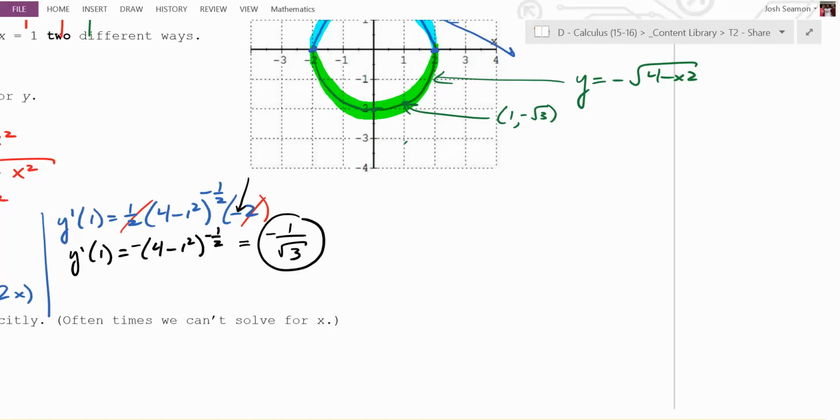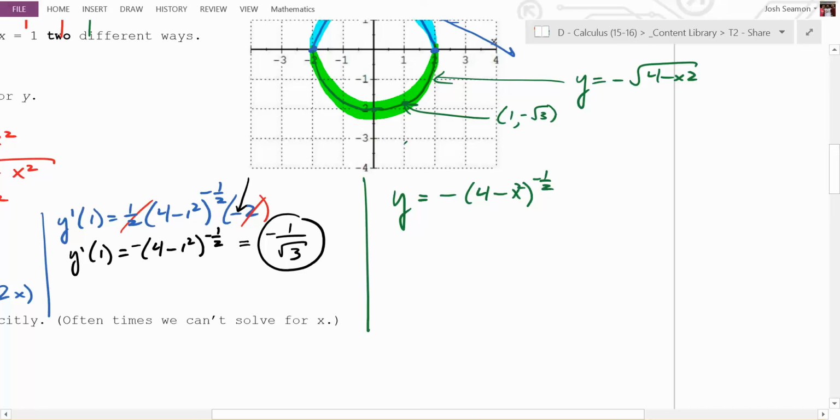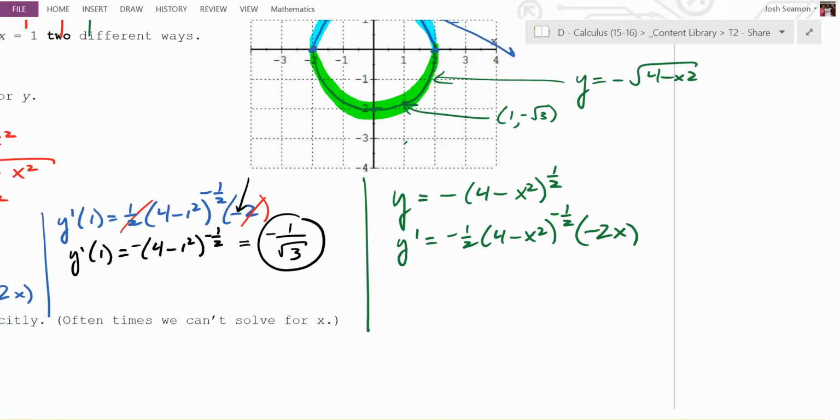So if we wanted to do the green one, what function would we have to start with? Y equals what? Negative 4 minus x squared to the 1/2. Do we do almost the same work? Yeah. You're going to end up with y prime is equal to negative 1/2 times 4 minus x squared to the negative 1/2 times negative 2x. Does something cancel here? Well, that cancels with that, right?